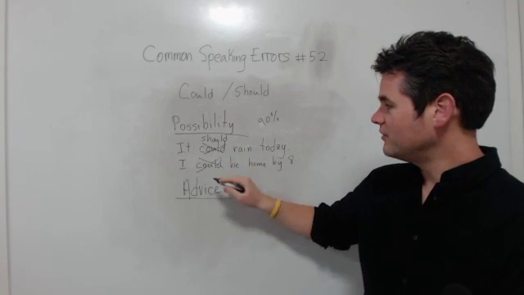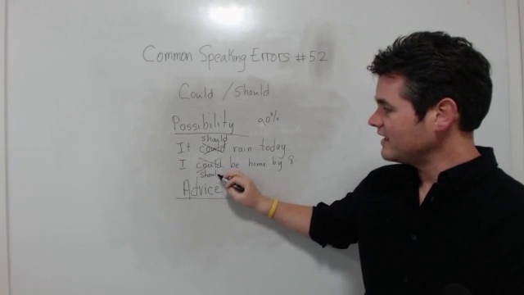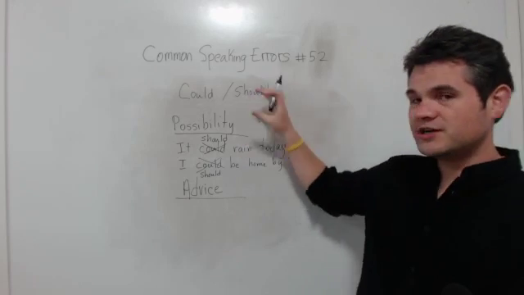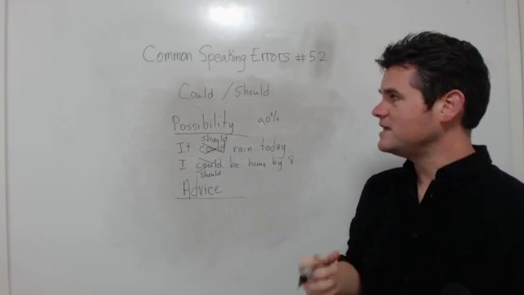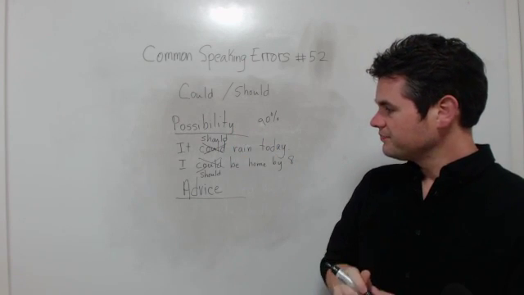The same thing with this. I could be home by 8. I should be home by 8. This is a stronger statement. So should is going to carry a much stronger meaning than could when we're discussing possibility.